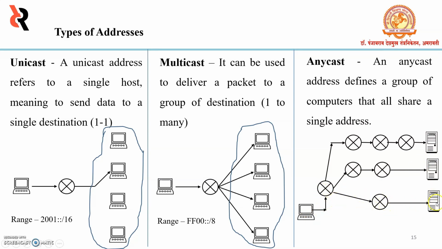For example, the servers are located in India, in the US, or in the UK. If this computer system transmits a data packet, the closest server to this host is this server, so it will transmit to this server. So that is Anycast.